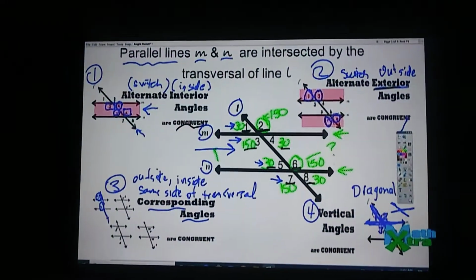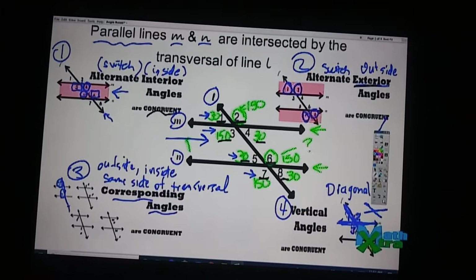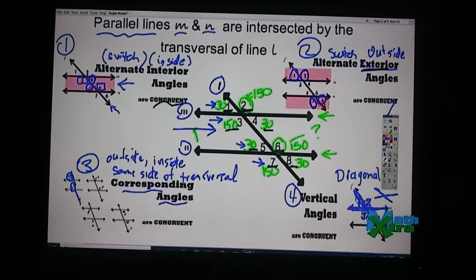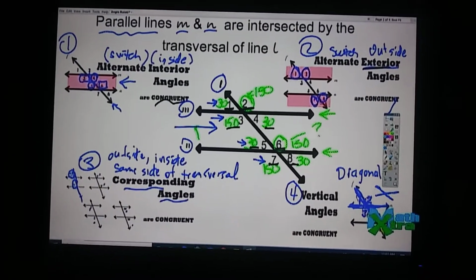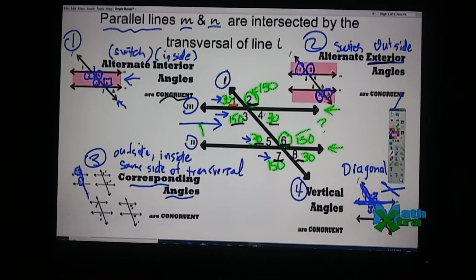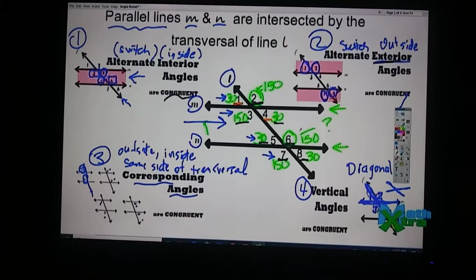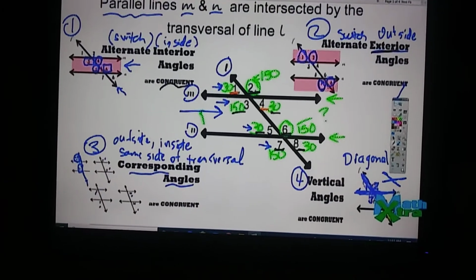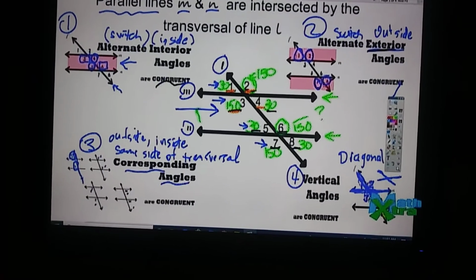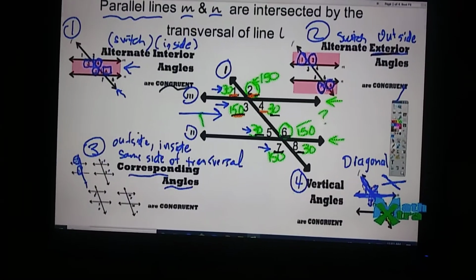Let's look one more time. And then vertical angles. If I have vertical angles, in the bottom right corner, vertical angles, I say 1 and 4. Notice that angle 1 and angle 4 are vertical. Well, that's 30 and 30. And then we said 2 and 3 are vertical. Well, that's 150 and 150. So here is the thing.